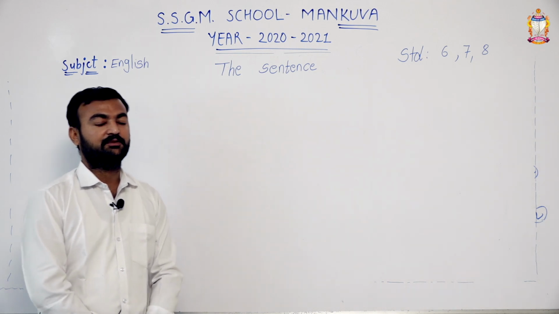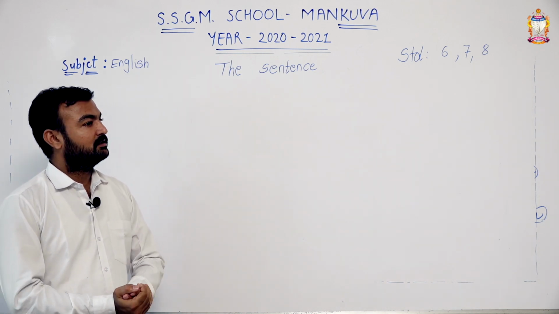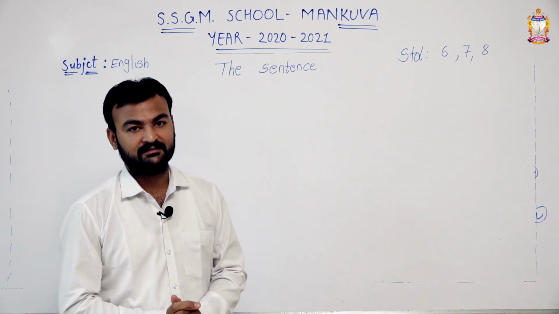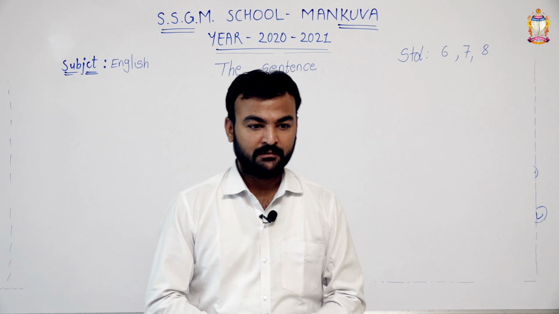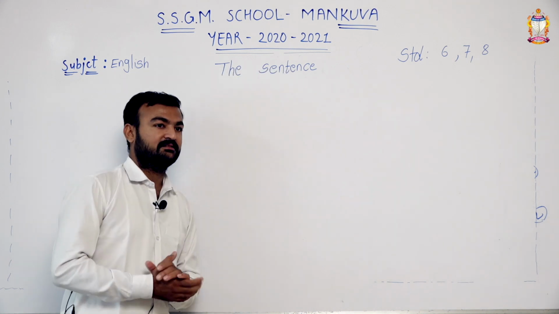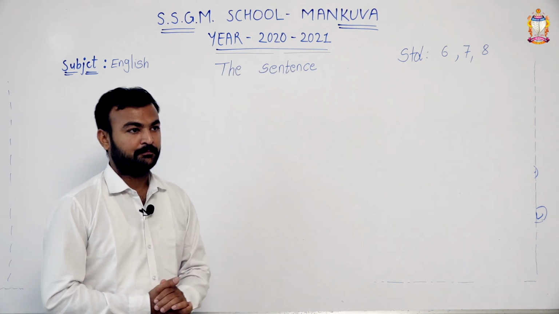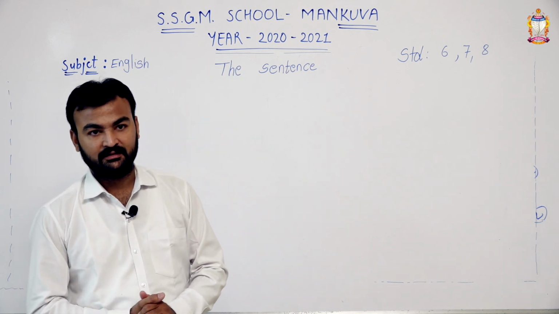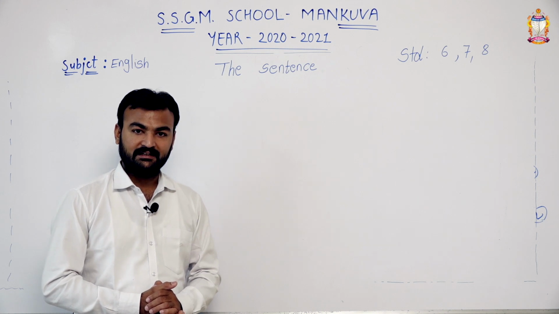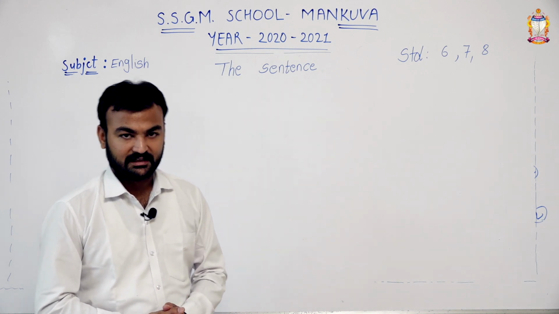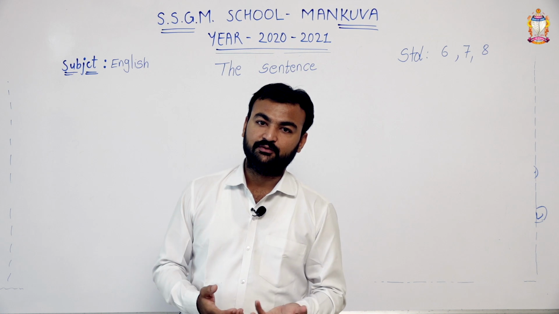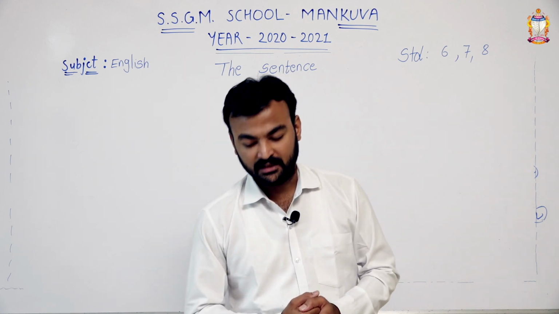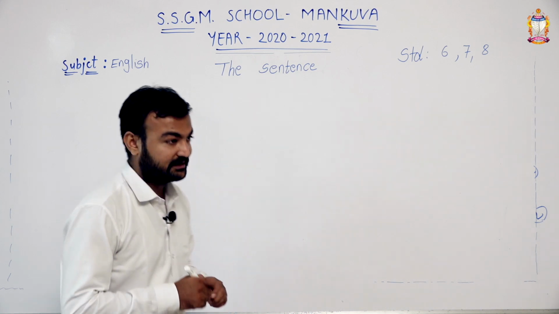Today we are going to learn about English grammar. The name of the topic is the sentence. This topic is for class 6th, 7th and 8th. As we all know, a sentence is a group of words which make complete sense. A sentence always starts with a capital letter and ends with a full stop, question mark or exclamatory mark. I am writing the definition of sentence.